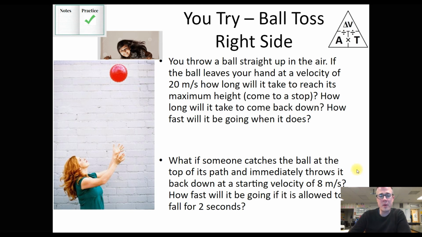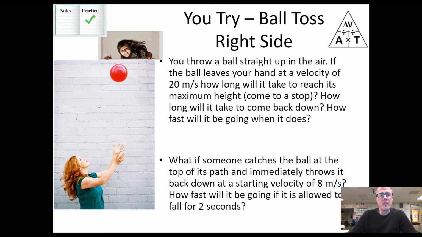Then the second bullet is where I've added a little detail to see if you can work through this. What if somebody at the top, this girl right here, catches it and throws it back down instead of just letting gravity take hold, and that person throws it with 8? How fast will it be going if it's allowed to fall for 2 seconds after that?